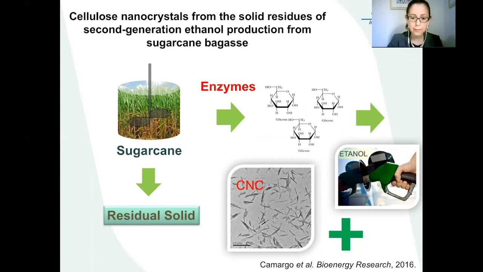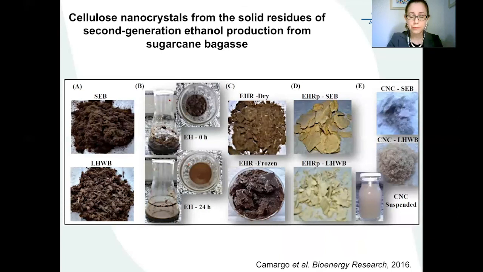And in this study, the sugarcane bagasse was subjected to two types of pretreatments. So we used steam explosion and liquid hot water pretreatment. Then the material was followed by enzymatic hydrolysis reaction with different enzyme loadings to release the soluble sugars. And then the solid residue from the enzymatic hydrolysis was purified to remove lignin and then submitted to acid hydrolysis to generate then the cellulose nanocrystals.